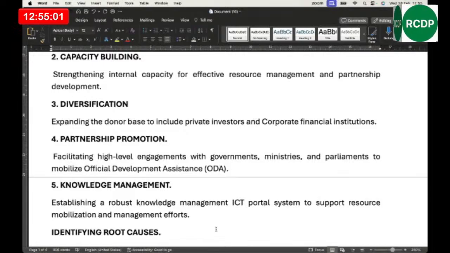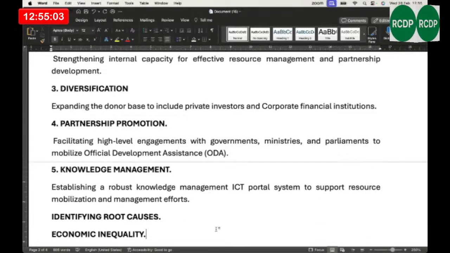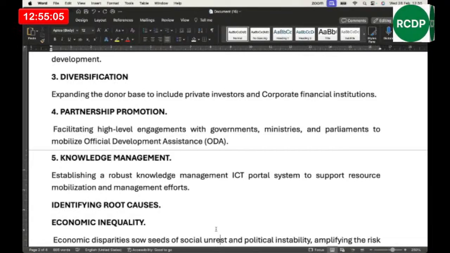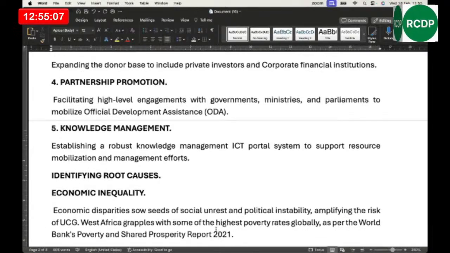The fourth one is partnership promotion. We are looking at facilitating high-level engagement with governments, ministries, and parliaments to mobilize official development assistance from some of these organizational institutions.